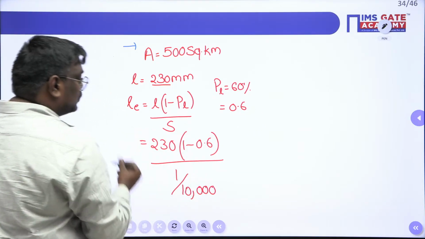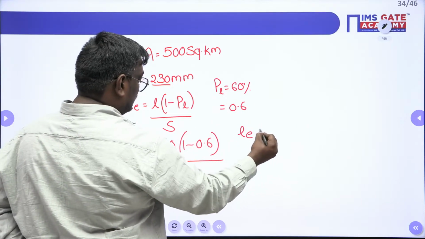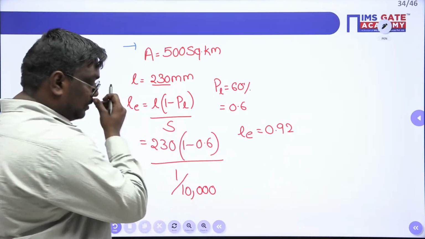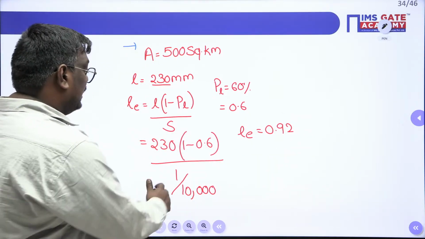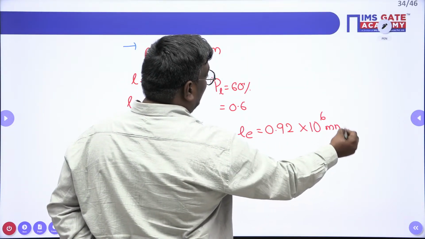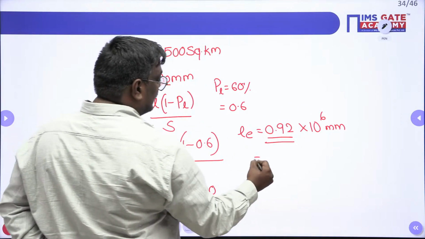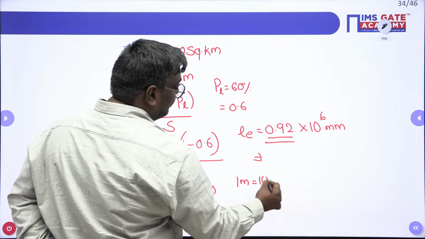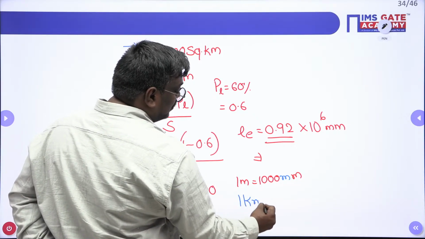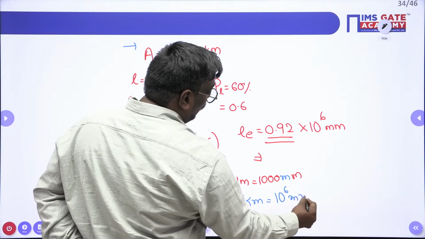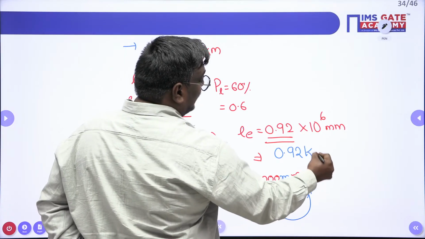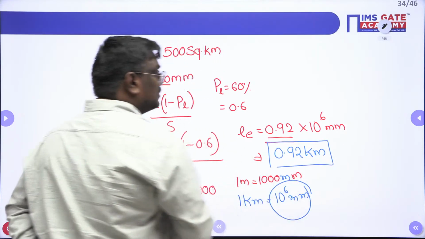So the effective length of the photo is 230 into 0.4, which is 92, so 92 into 10 power 4, or 0.92 into 10 power 6 mm. Why I wrote it like this: 1 meter is 1000 mm, and 1 kilometer is 10 power 6 mm. So the effective length of the photo is 0.92 kilometers.